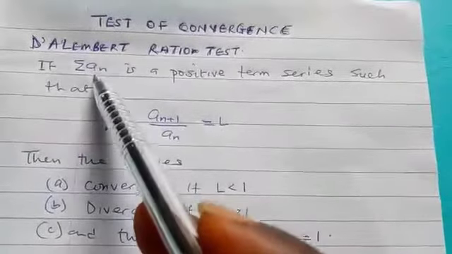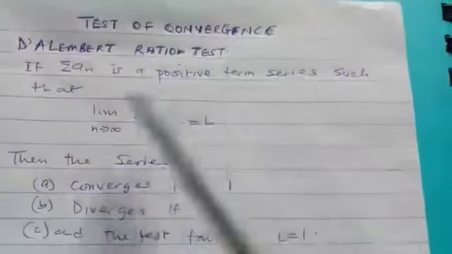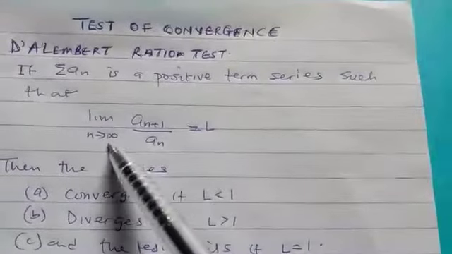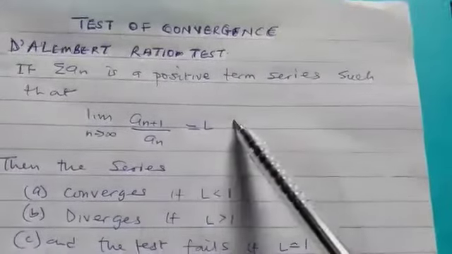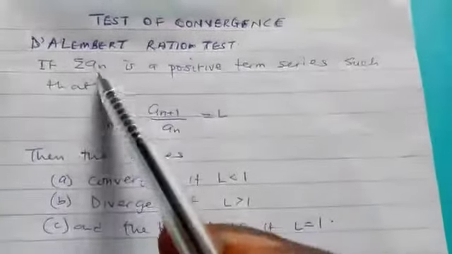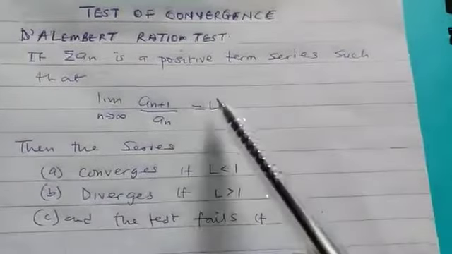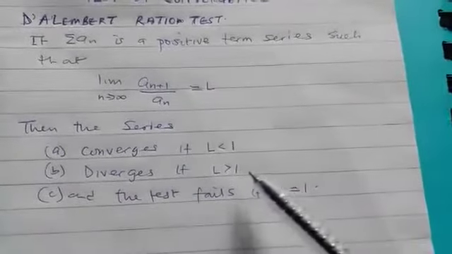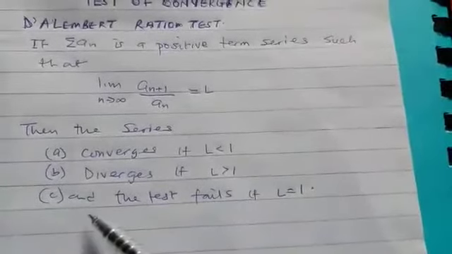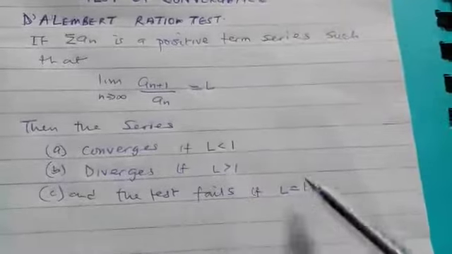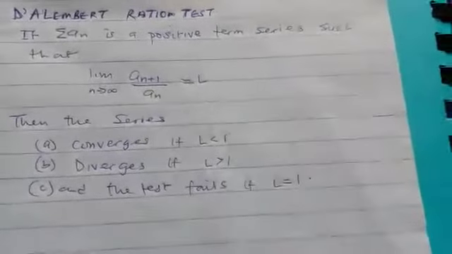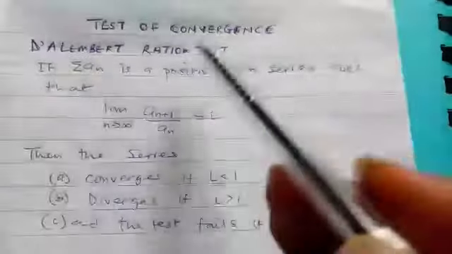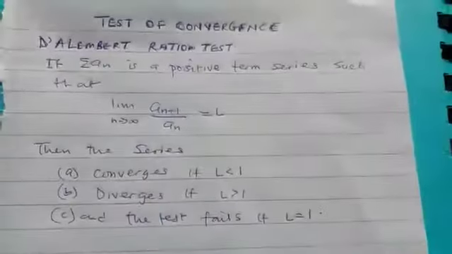We say that if this is a series with positive terms, such that the limit as n tends to infinity of a(n+1) over a(n) is L, then we say that this series converges if L is less than 1, and it diverges if L is greater than 1, and we say that the test fails if L is equal to 1. So this is what we call the D'Alembert ratio test, or simply ratio test.